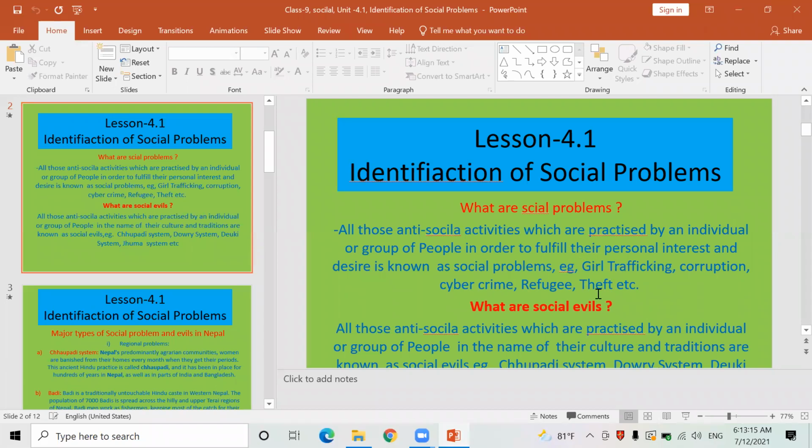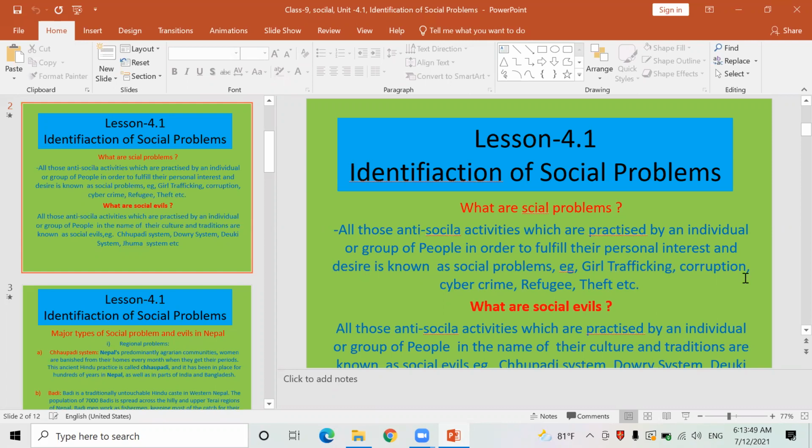Look, an example will make you more clear. Girl trafficking, which has become a celebrity problem in Nepal. Yes, if girls, women are sold and bought at the market, especially in a sex market, an invisible sex market, by a particular man or woman in order to earn a huge amount of money, in order to be rich overnight, such antisocial activities are known as girl trafficking.